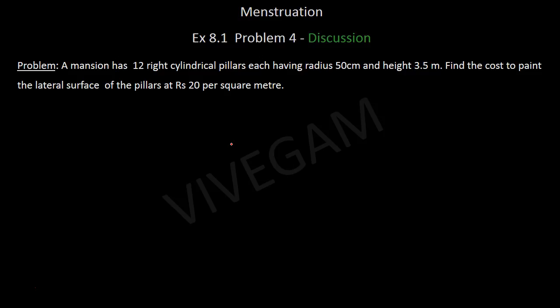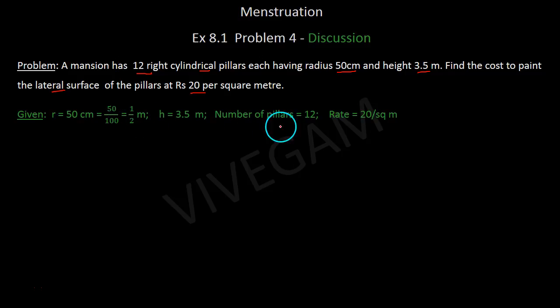So let me mark what is given in the problem. 12 right cylindrical pillars. Radius is 50 cm. Height is 3.5 meters. Unit rate of painting is 20 rupees. It's a cylinder. Then cost to paint the lateral surface area. In a cylinder we have lateral surface, which is the side area, and the total surface, which includes the top and the bottom. And here we are asked to calculate only the lateral surface, the sides of the pillar. And the unit rate is 20 rupees per square meter. So this is all that's given in the problem. So we'll write it out here.